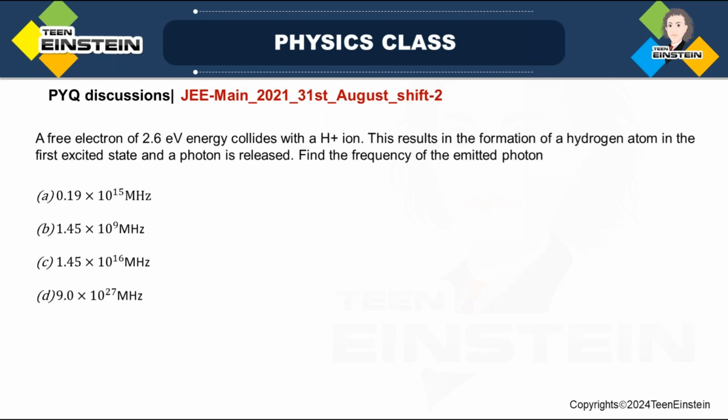Now let us go to the next problem. This problem is a very interesting problem. The problem says, this is from modern physics, a free electron of 2.6 electron volt energy collides with a hydrogen ion. So the electron collides with the hydrogen ion, and this results in the formation of a hydrogen atom in the first excited state and a photon released.